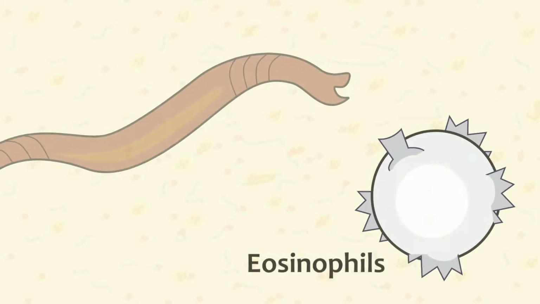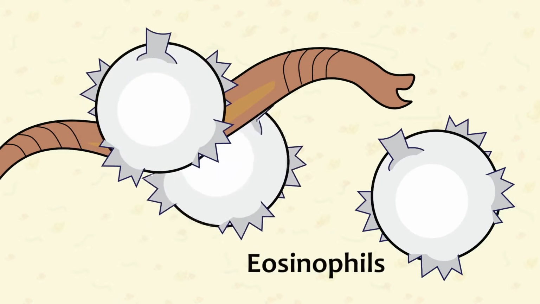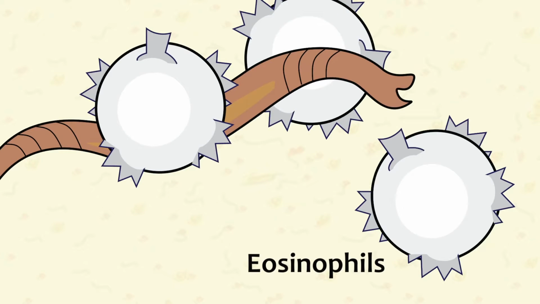The third major group of white cells are eosinophils, which target larger parasites such as worms. Eosinophils also moderate allergy inflammation responses.